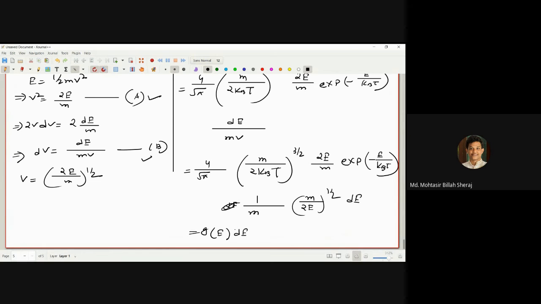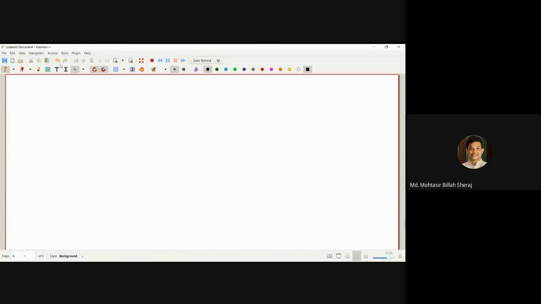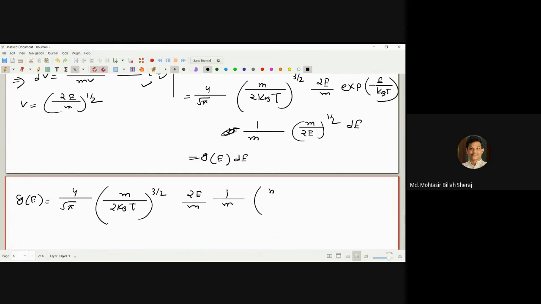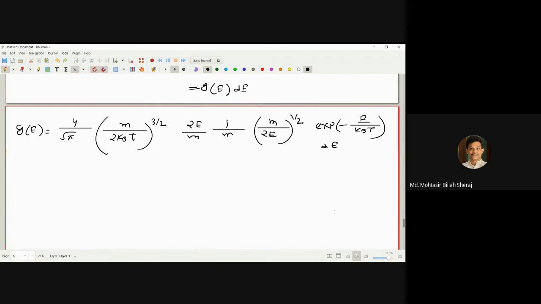Now what is actually g(E) then? So g(E) is nothing but g(E) equals to 4 by root pi (m by 2 kBT) whole to the power 3 by 2, 2E by m, 1 by m, (m by 2E) whole to the power half, e to the power minus E by kBT dE. So this is the expression for g(E).